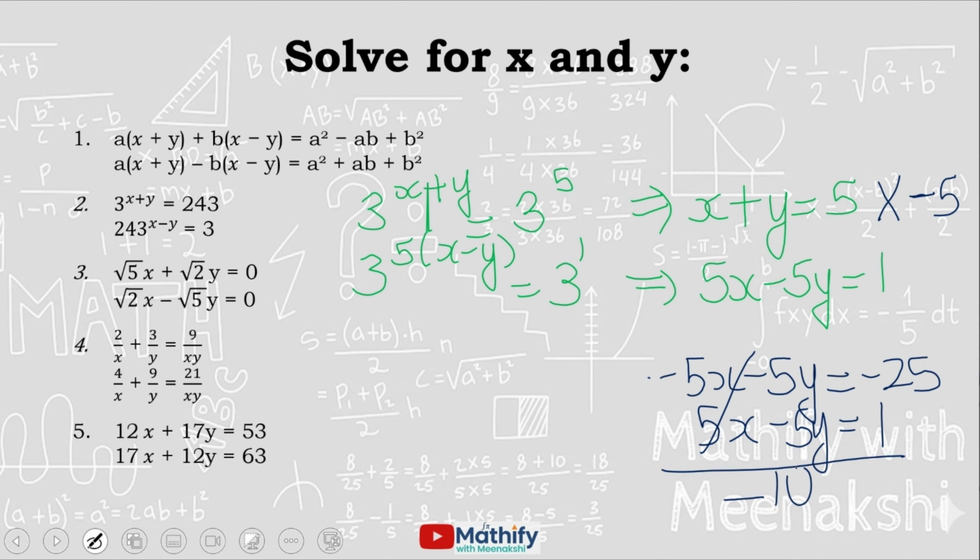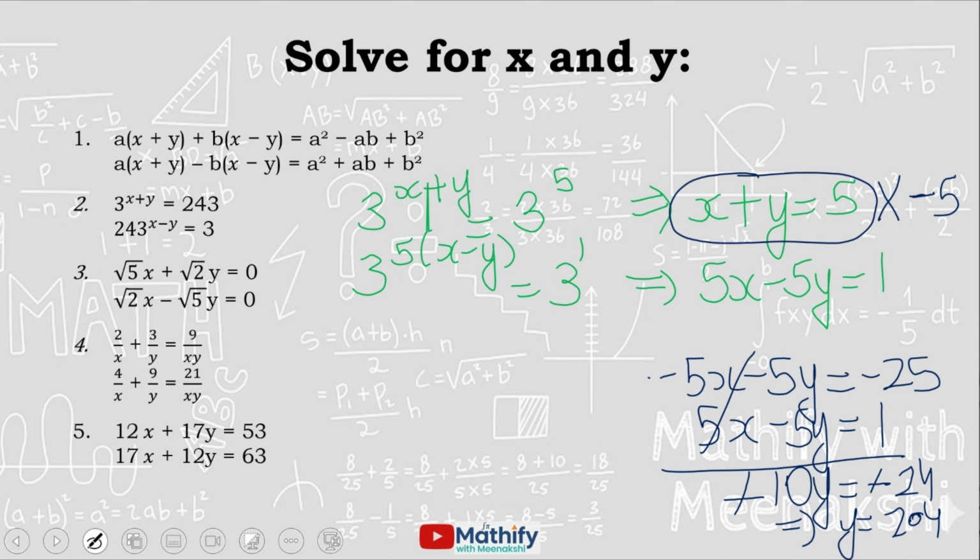So you are left with minus 10y is equal to minus 24. Minus minus you can cancel. So y is 2.4. Now just put this value in this equation, x plus y is equal to 5. So from here you can say that your x is 5 minus y, that is 5 minus 2.4, and that is 2.6. So the answer is x is 2.6 and y is 2.4.